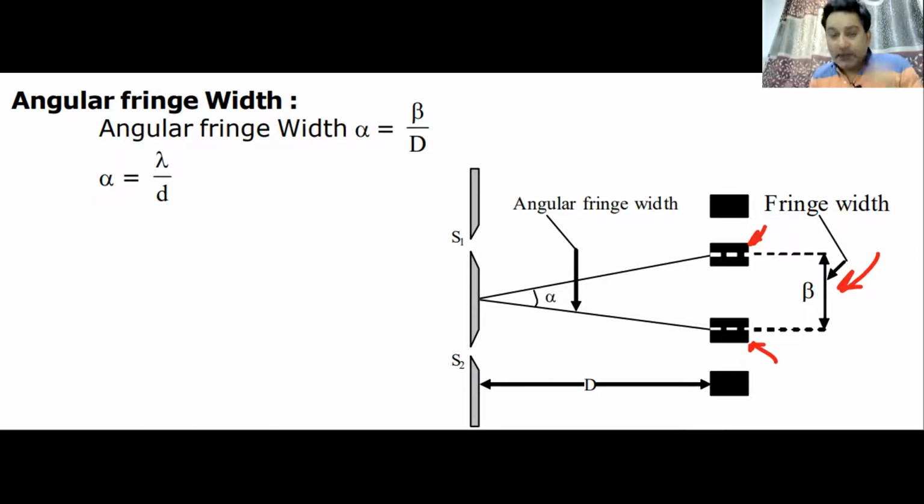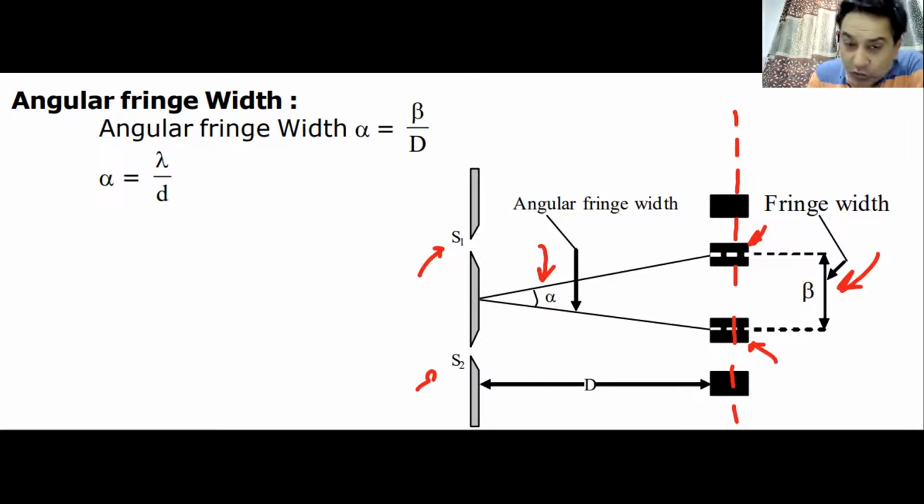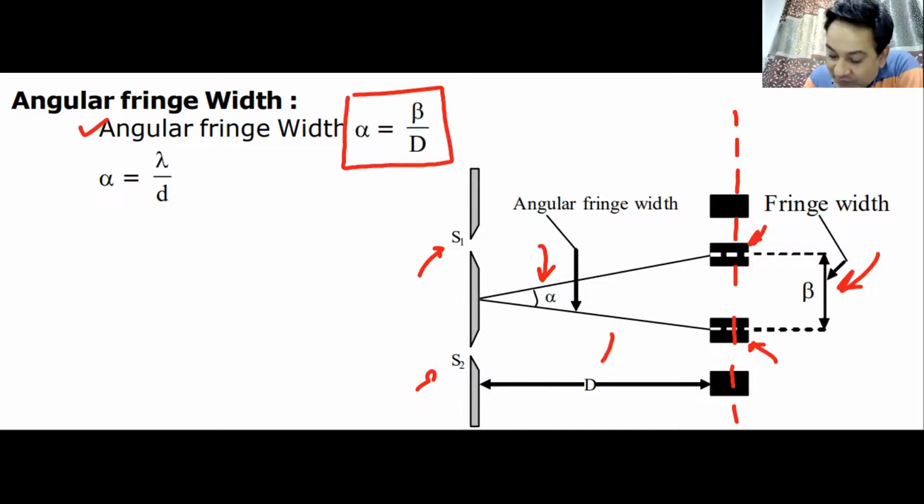Okay. Angular fringe width. Now you'll have to draw this diagram to understand angular fringe width. These are the two slits. Do we understand this? Here I will have my screen. Do we understand this? Yes, sir. And here I have the fringe width beta. This angle alpha is known as your angular fringe width. So this angle alpha can be written as beta, which is this, divided by capital D.